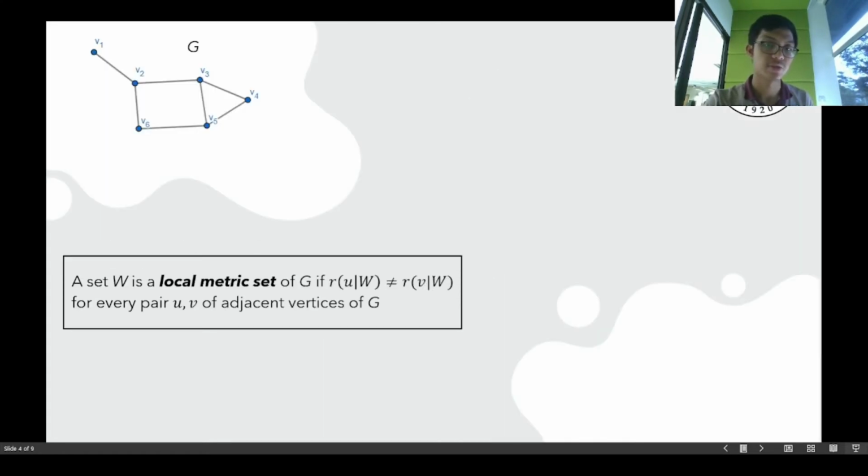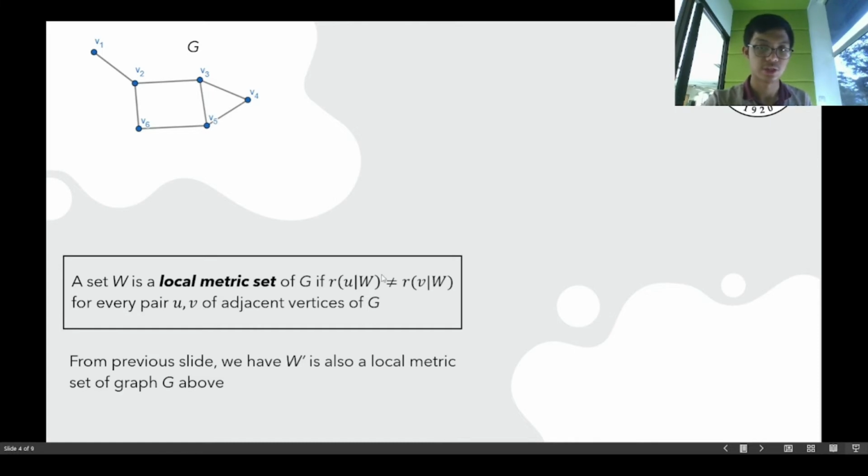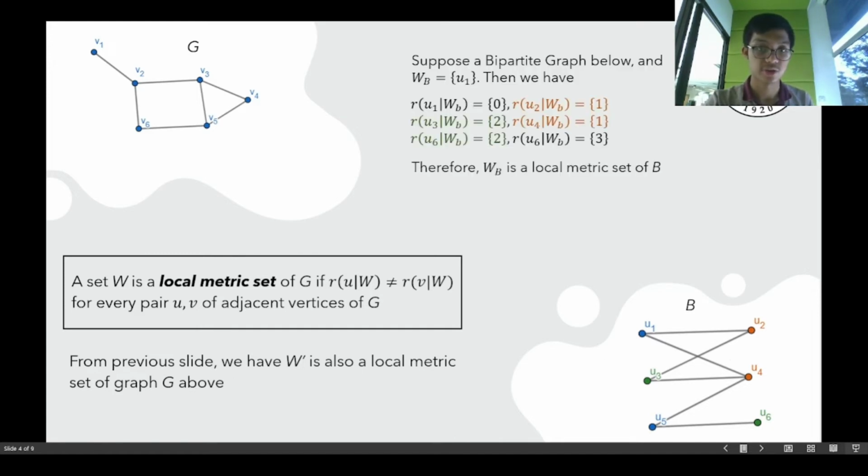A set W, a subset of the set of vertices in graph G, is a local metric set of graph G if for every pair of adjacent vertices U and V, we have that the code of U with respect to W is not equal to the code of V with respect to W. From our previous slide, W' is also a local metric set of graph G above. Let's take a look at a bipartite graph, for example below. We have a local metric set of only one vertex.